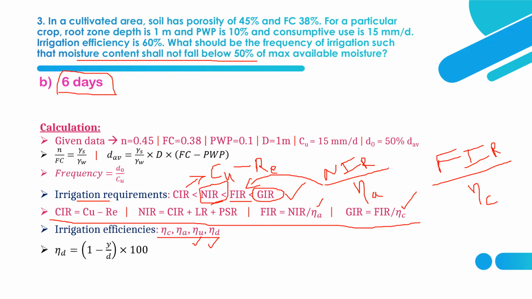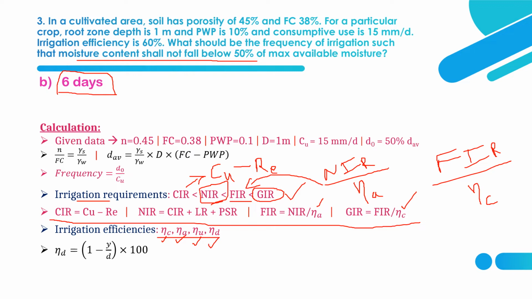So conveyance efficiency is the ratio of the quantity of water delivered to the field to the quantity of water diverted to the canal system for irrigation purposes. And next is the water application efficiency. This is the ratio of the quantity of water stored in the root zone of the plants to the quantity of water diverted to the field. Whatever quantity of water we divert to the field should be stored in the root zone, but there will be some losses in the application of the water into the root zone. So that's why water application efficiency comes into the picture.